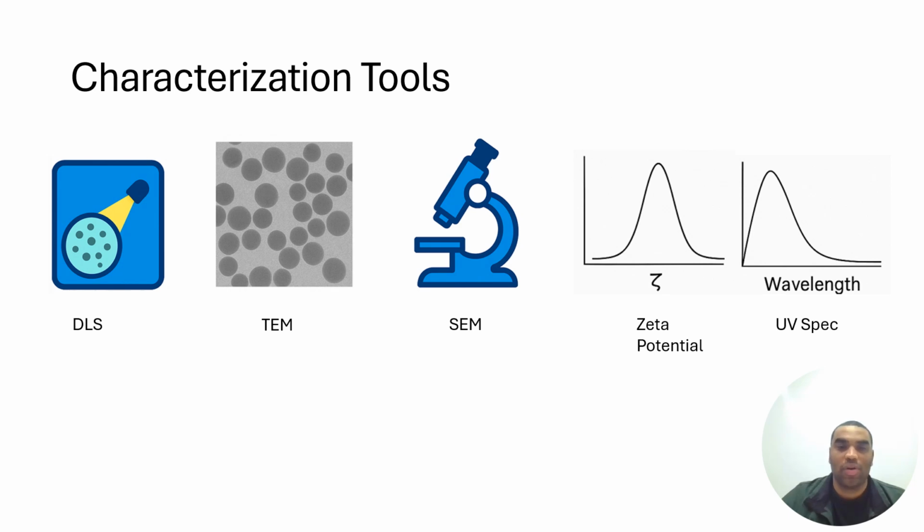Next, scanning electron microscopy, SEM, was utilized to examine the membrane surface and cross-sectional structure. This analysis provided insight into nanoparticle arrangement, membrane thickness, and pore uniformity, which are all essential indicators of membrane performance.